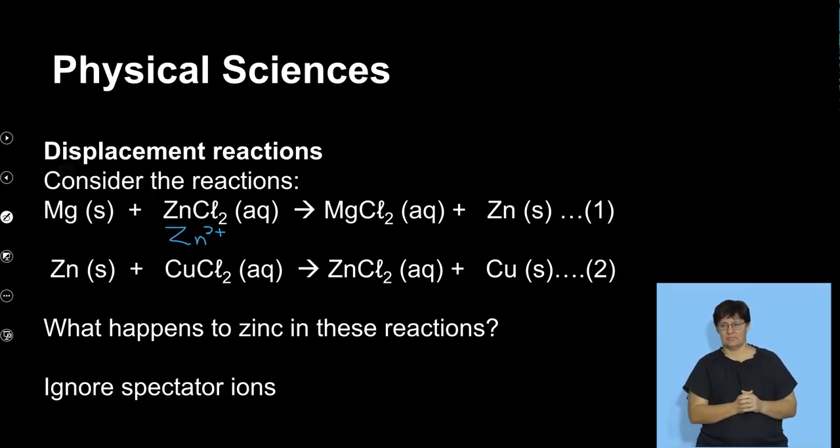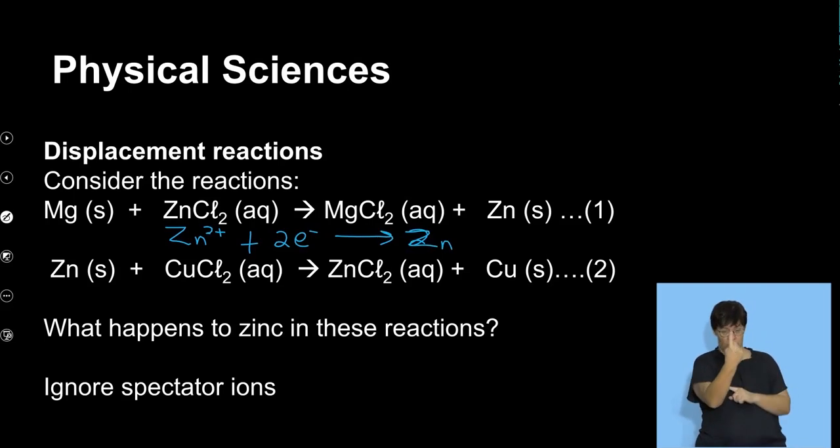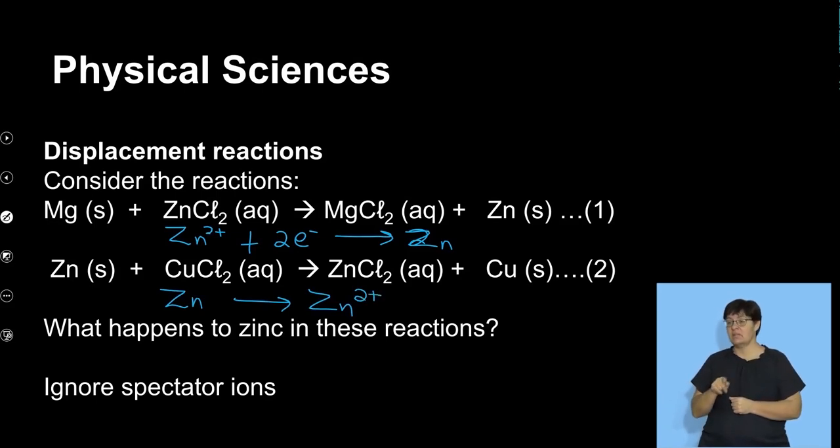This is what we are saying, okay? Zinc ions are actually reduced to give us zinc metal. So this is plus 2 electrons. This is for reaction 1, all right, Zn, right? But in the second equation, zinc undergoes oxidation. So it means Zn, okay, to give us zinc ions in solution plus 2 electrons.